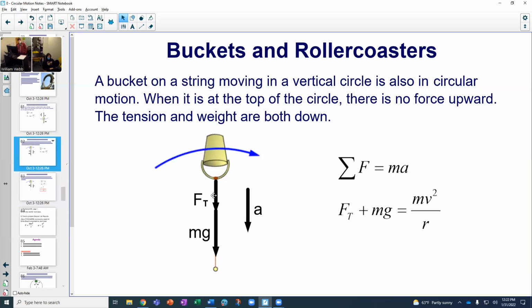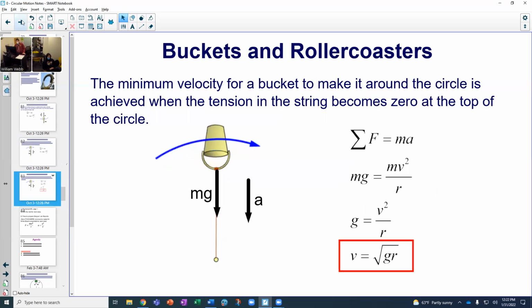You're pulling down with this much force, and that makes up part of the centripetal. So that's why we have to add them together here. But then if we slow it down a little bit, there's going to be a speed where that tension force cancels out, and then it just becomes this. And if we slow it down any more, it just spills everywhere because it won't stay in the circle anymore.